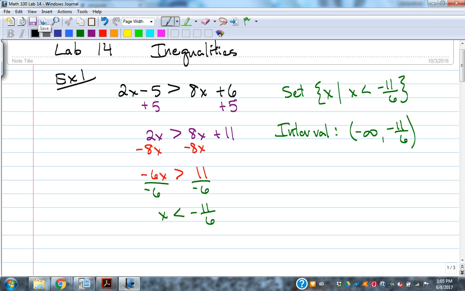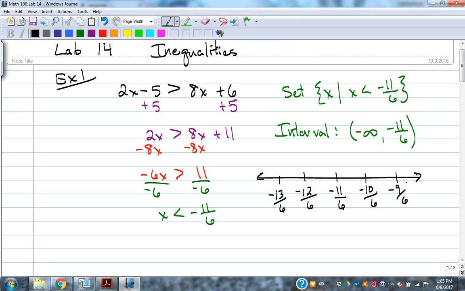And then the graph of that, easiest way to do that, we put negative 11 over 6 in the middle, and then I'd go negative 10 over 6, negative 12 over 6, sorry, and negative 13 over 6. Then the other direction would be negative 10 over 6, negative 9 over 6. And then parenthesis to the left. There's the graph for that particular problem. Okay.